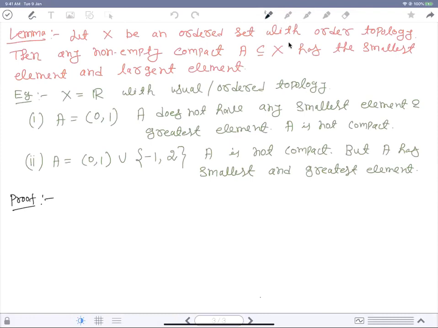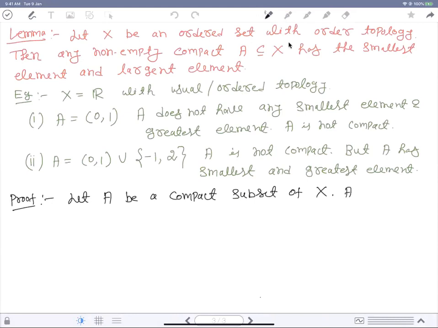So let A be a compact subset of X. Obviously, A is non-empty. We assume that it is non-empty. Okay. Now first we assume that A does not have any smallest element, and then we will get a contradiction.